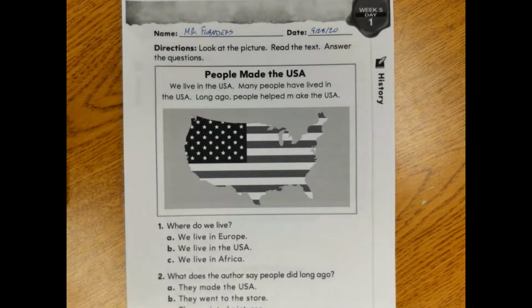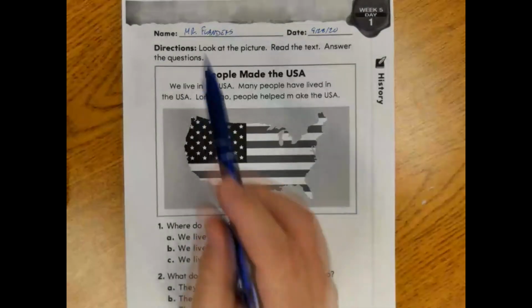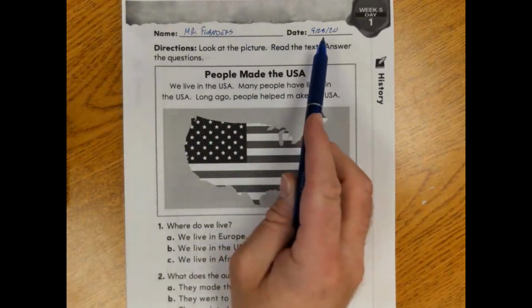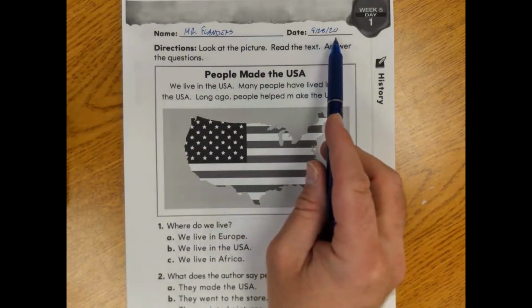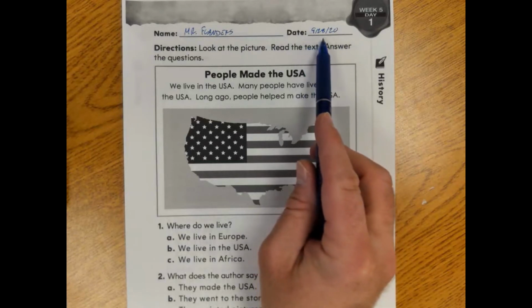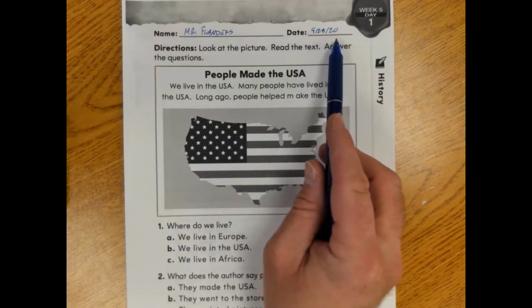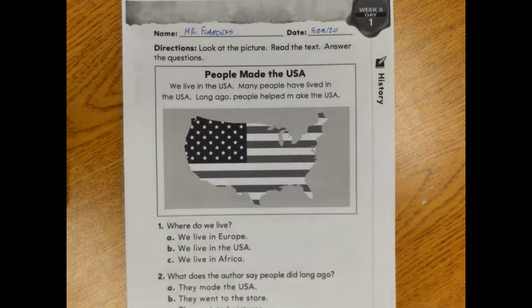Okay, ladies and gentlemen, Mr. Flanders here. Before we get started on our social studies lesson, let's go ahead and put our name and the date at the top of our paper. The date is 9/28/20. The 9 stands for September. The 28 stands for the day. The 20 stands for the year.